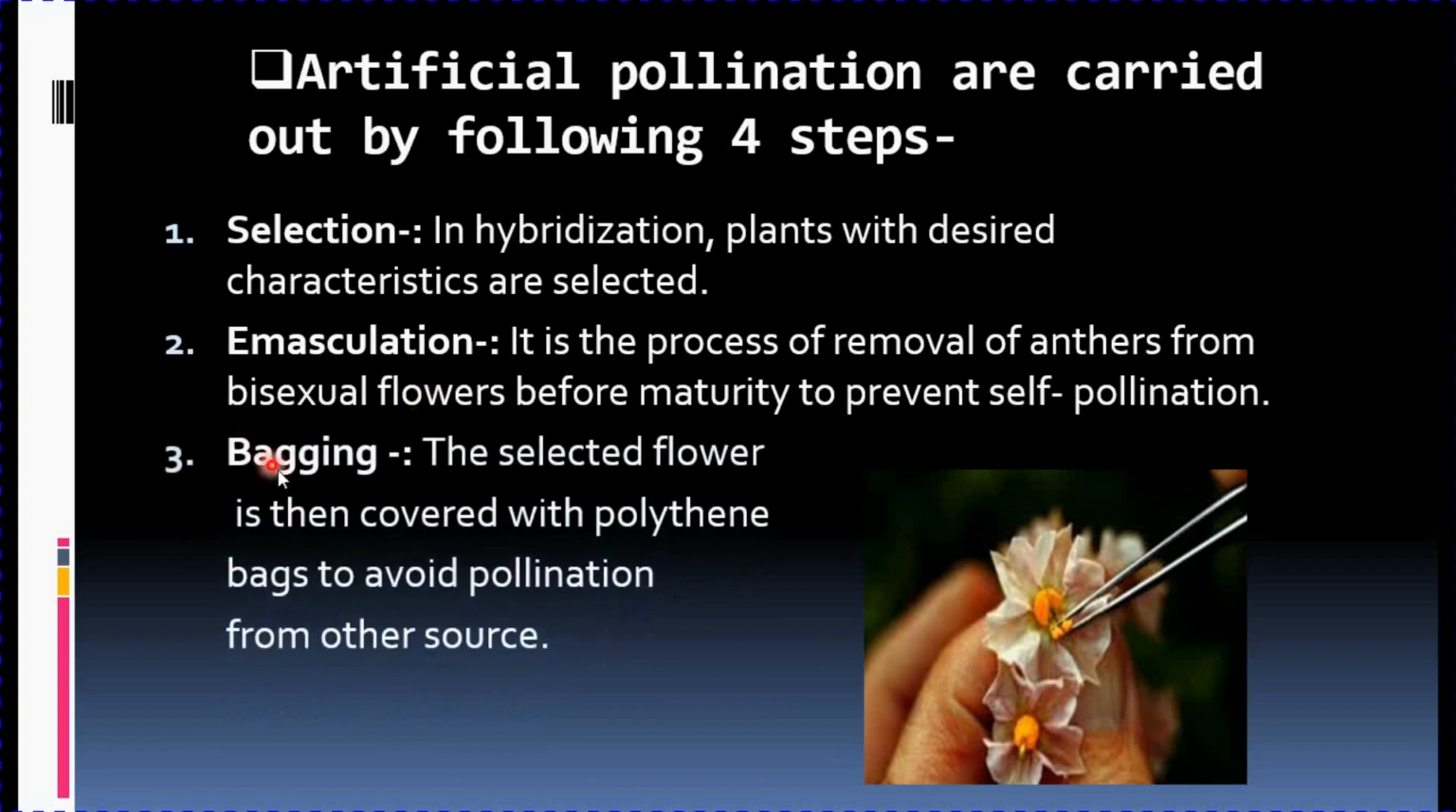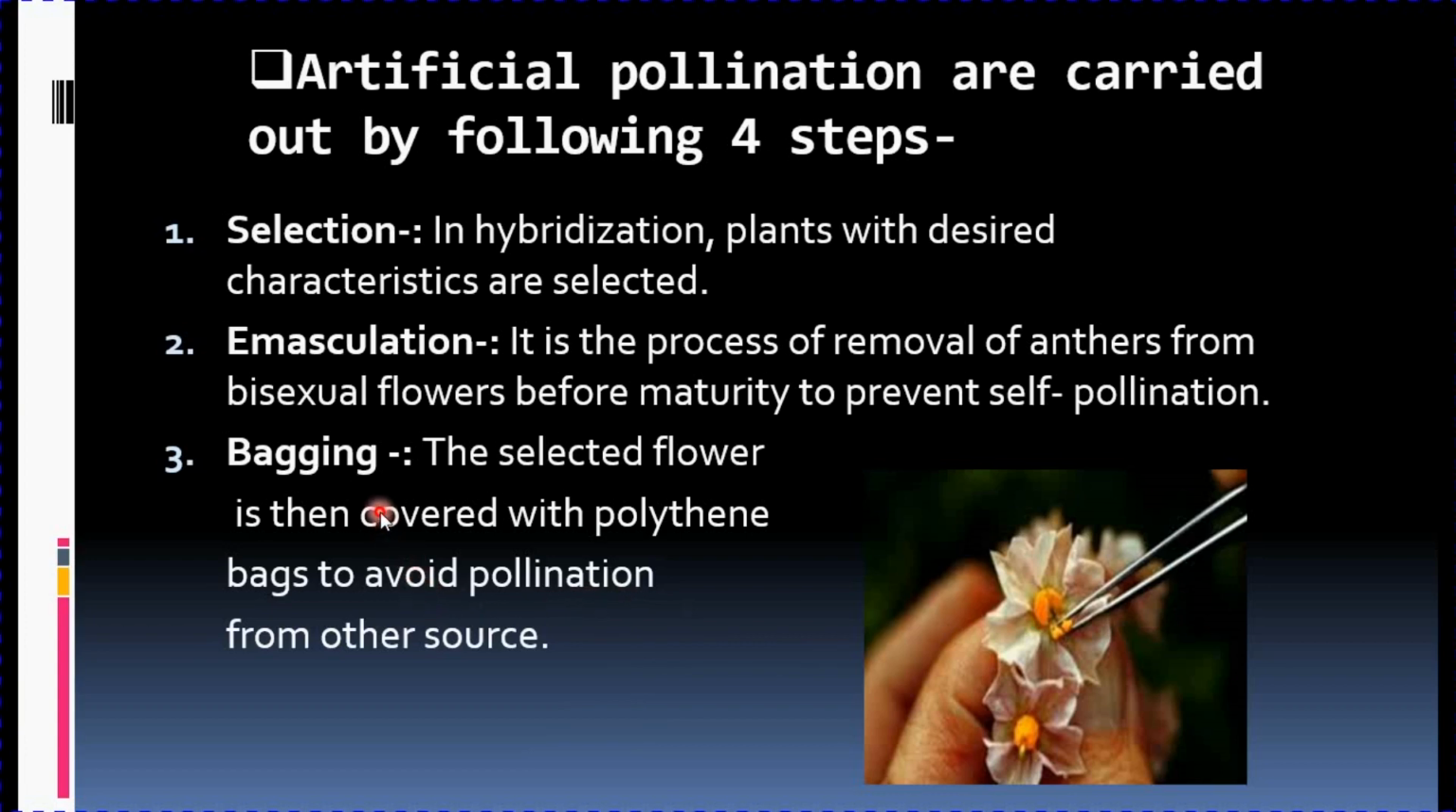Next method is your bagging. Now since the stigma is exposed, what happens? There are chances of cross-pollination which can take place in a natural way. So in order to prevent that, after emasculation, that is removal of the anthers, this flower is covered with a bag, a plastic polythene bag or a cloth, so that air and sunlight is available but pollen grains do not enter that bag, and that process is known as bagging.